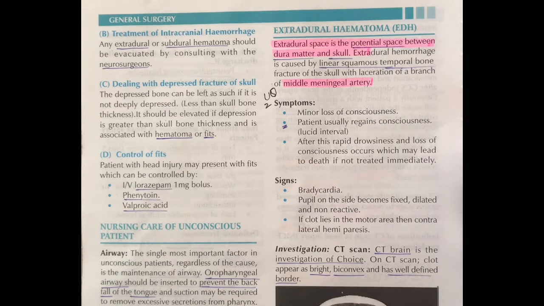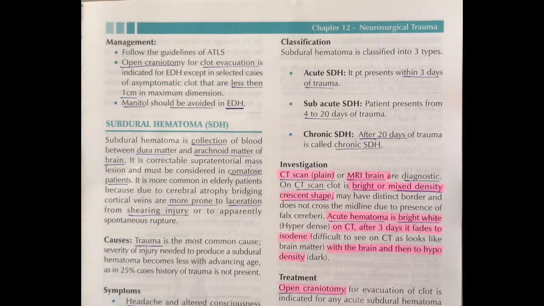Now moving on towards management. In management, whenever we have a patient with unconsciousness or in a surgery department, we have to follow the ATLS approach. By maintaining airway, breathing, and circulation, we will move further towards the definitive treatment. For this condition, the definitive treatment is open craniotomy for clot evacuation. After clot evacuation, the patient will be stable after this open craniotomy.